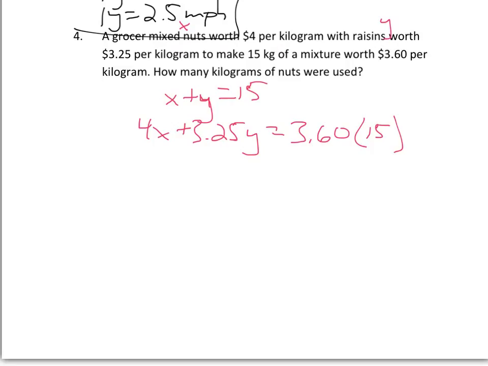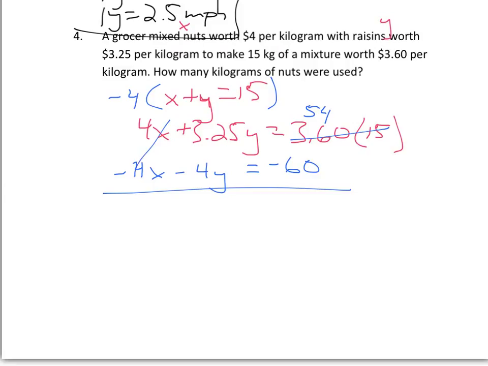Elimination works great for this problem. All right, let's multiply this whole thing by -4, and at the same time we'll do our 3.60 times 15. So I've got -4x minus 4y equals -60, and my 3.60 times 15 is 54. So we're going to use 54 instead. Okay, now I can add these up. 4x's go away. I've got -0.75y equals -6. Divide it.